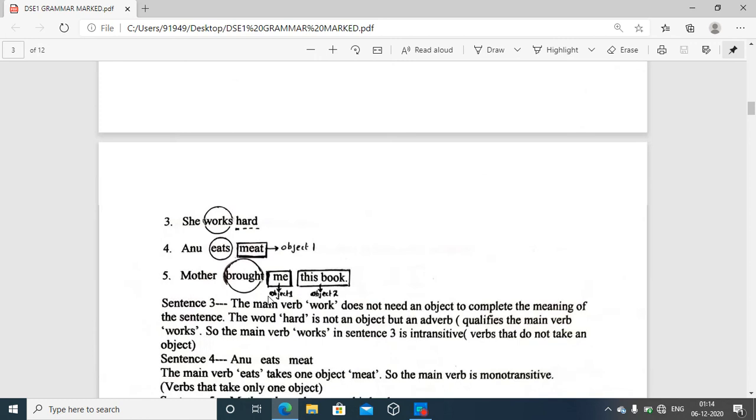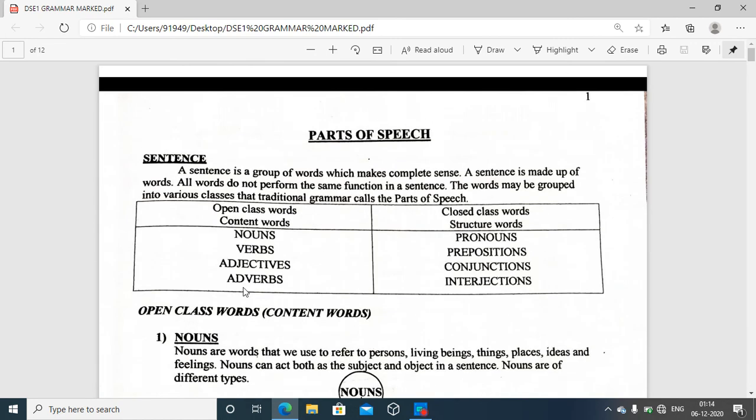So I tell you, go back to the basics. Parts of speech: open class or content words, closed class or structure words. Under open class: nouns, verbs, adjectives, adverbs. In the first video I talked about nouns. Here it is about verbs.